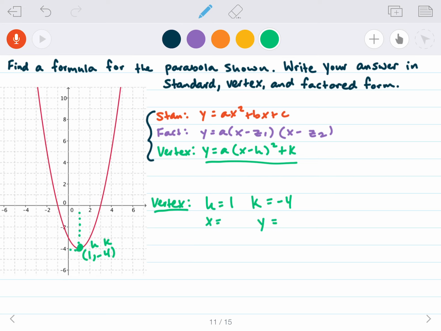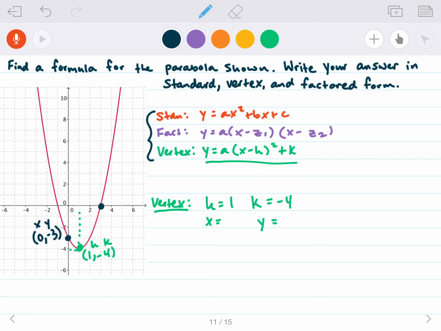And once we have those 4 things, we can figure out what a is. So you can pick any other point that is on this graph. I am going to be basic and pick this point because it's the y-intercept. So this point gives me an x value of 0 and a y value of negative 3. That's a point on the curve. I could have also picked this point.